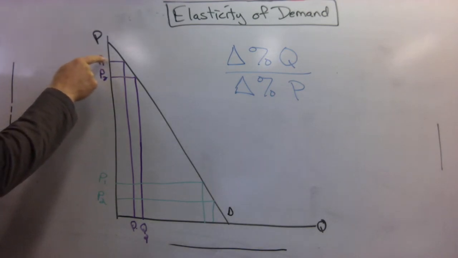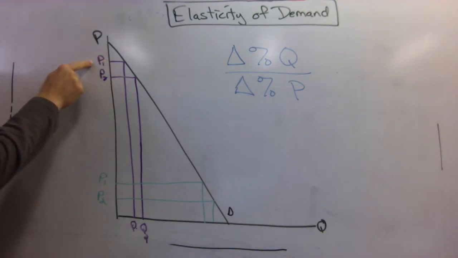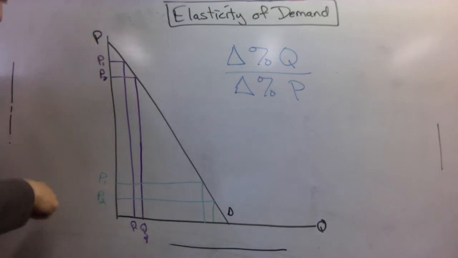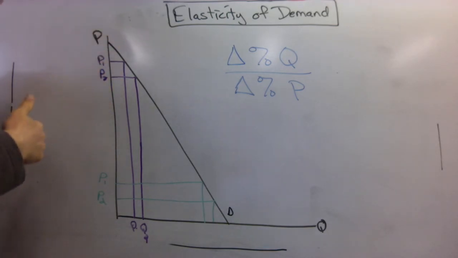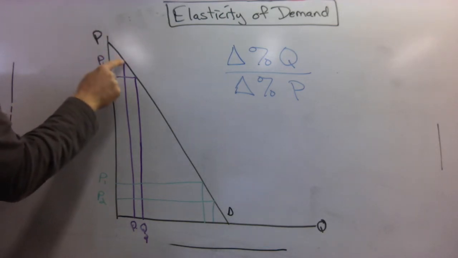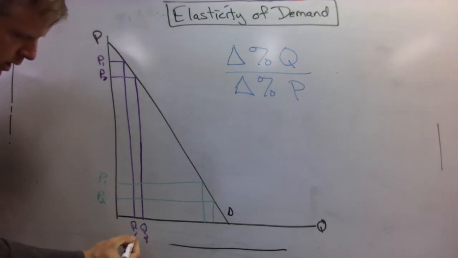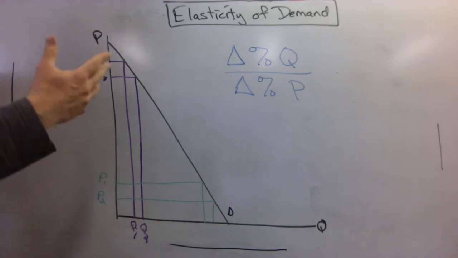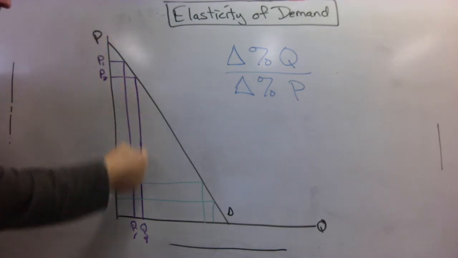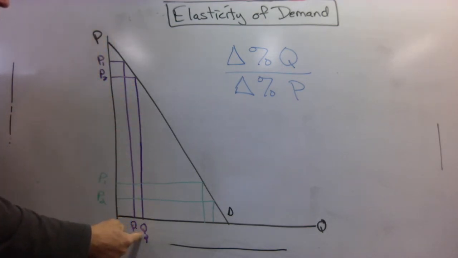If we're at P1 up here, a very high price for the product, and it doesn't matter what the product is. You can make up one for yourself here. If we're at P1, we'll see that we are going to have a quantity demanded of Q1. If we're at P2, we're going to have a quantity demanded of Q2.